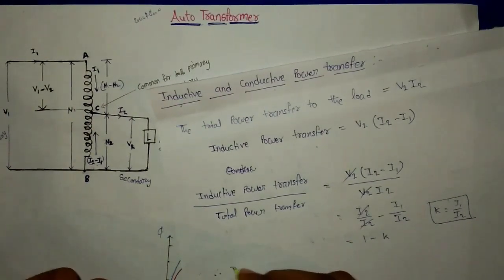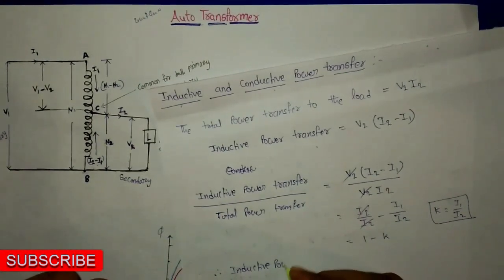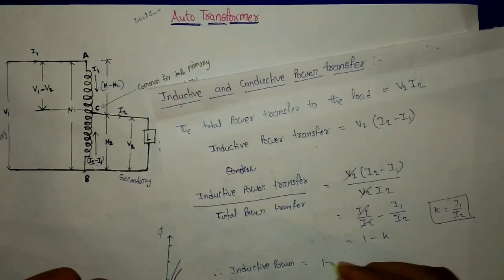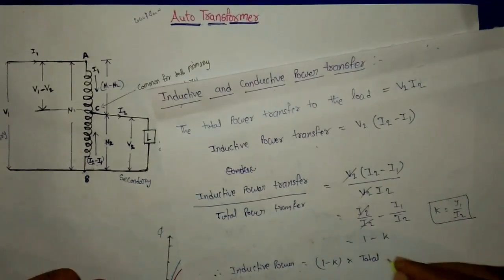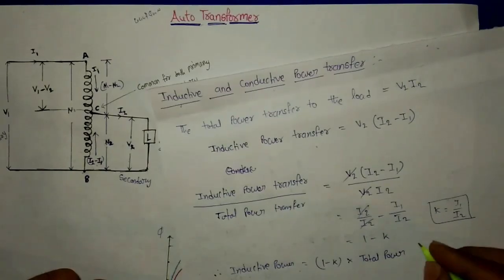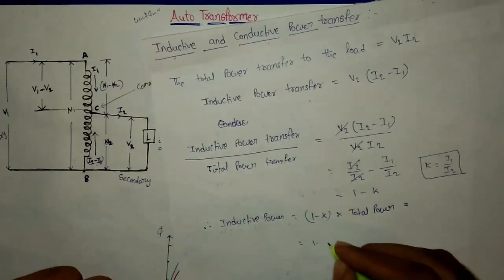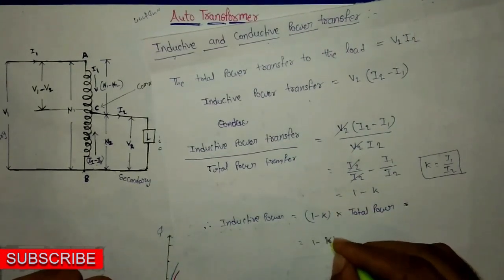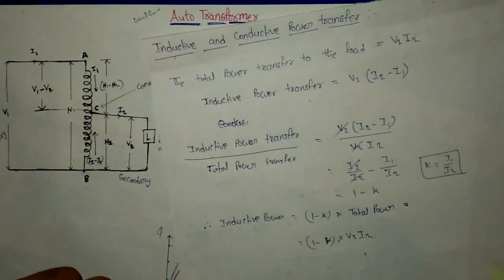Therefore, inductive power equals 1 minus K into total power, that is equal to 1 minus K into V2 into I2.